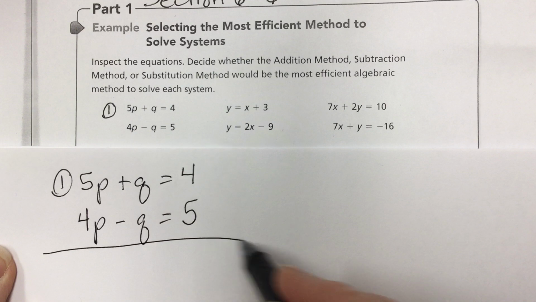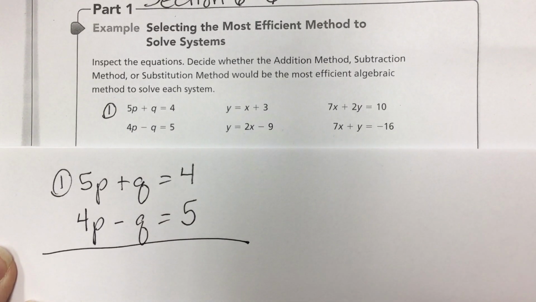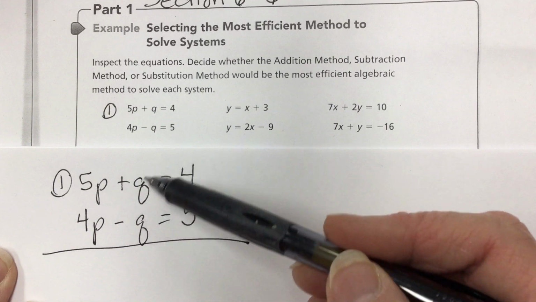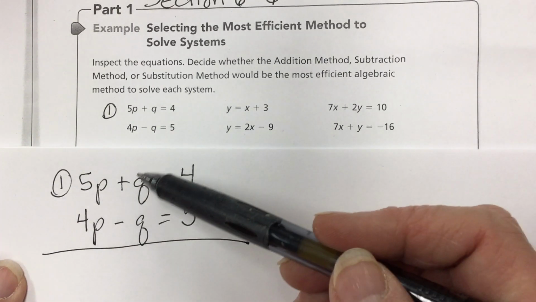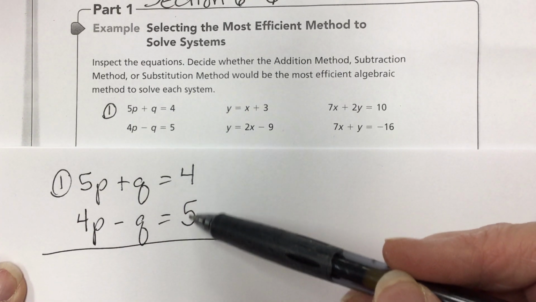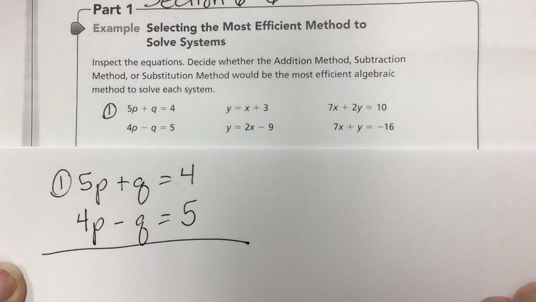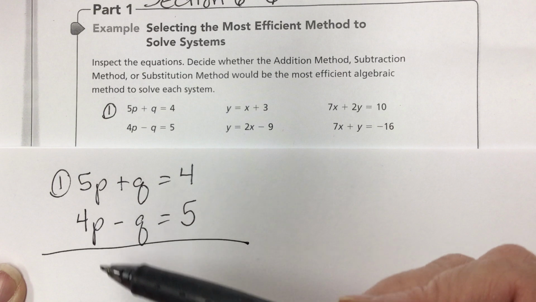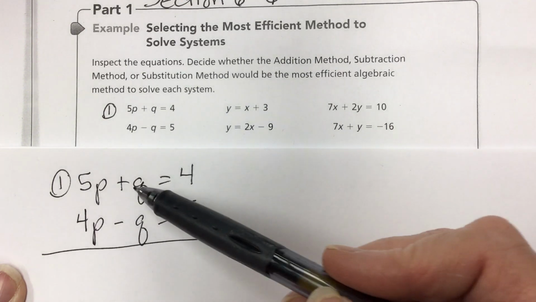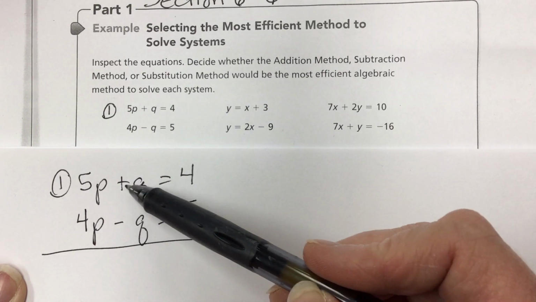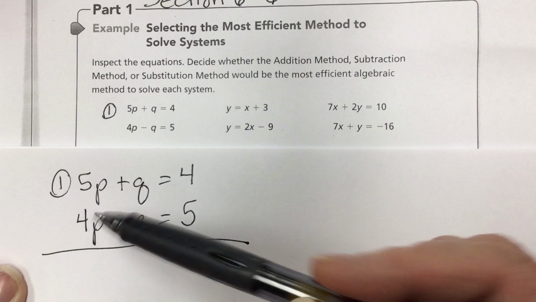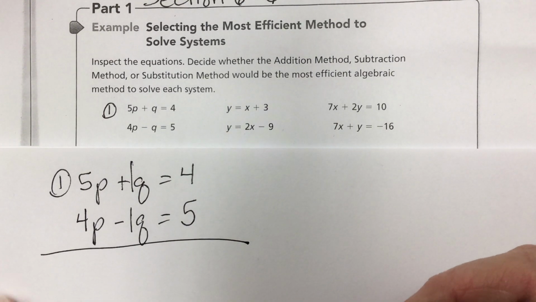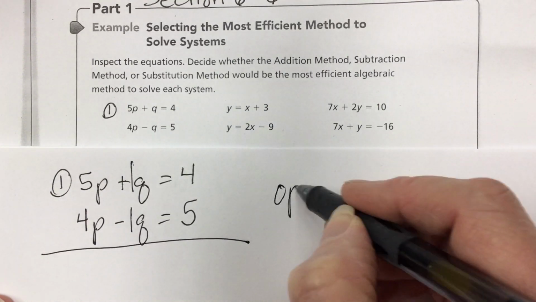When I look at this system of equations, I first look at my two variables. I see that I have two p's and two q's. They are lined up, the equal signs are lined up, and my constants are lined up. Now begin looking. Is one of the variables the opposite of the other variable? When you look at the q's, are these opposite of each other? I have positive 1, negative 1. Yes, they're opposites of each other.